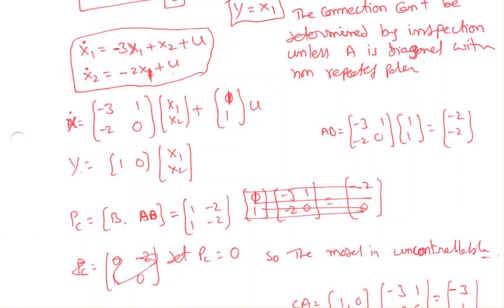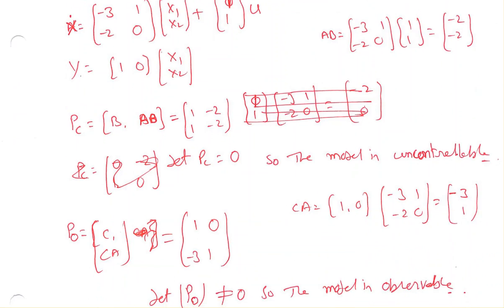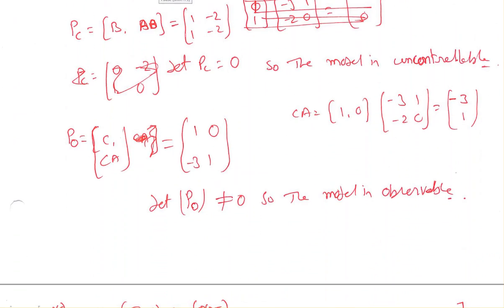See, it's the same example, but I used observable canonical form. In this method, I end up with the model is not controllable. Now, observability, P naught equal to C, CA. So 1, 0, minus 3, 1. So CA equal to minus 3, 1.